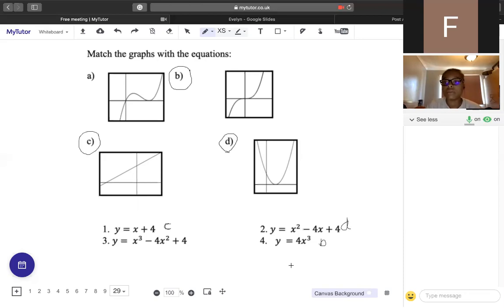So this is the one which we have to remember how to sketch. That's the one that we looked at earlier. And that leaves the last one. So we can only match the last equation with the last graph. So that means that equation 3 is graph A. So hopefully that clears up cubic and reciprocal graphs.